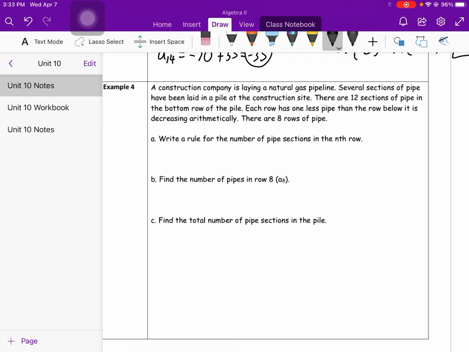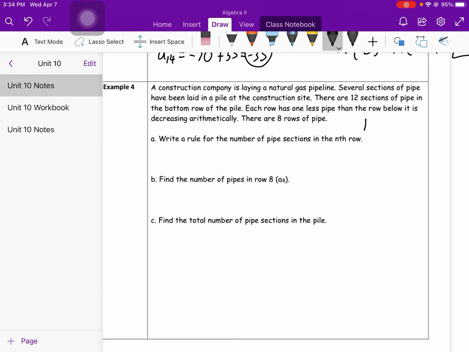All right, the last example. A construction company is laying a natural gas pipeline. Several sections of pipe have been laid in a pile at the construction site. There are 12 sections of pipe in the bottom row of the pile. Each row has one less pipe than the row below it. It is decreasing arithmetically. And there are 8 rows of pipe. So we want to write a rule for the number of pipe sections in the nth row.